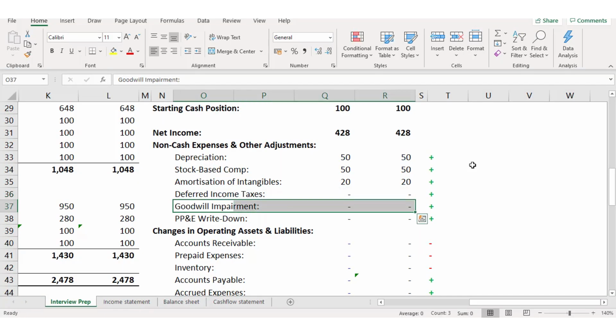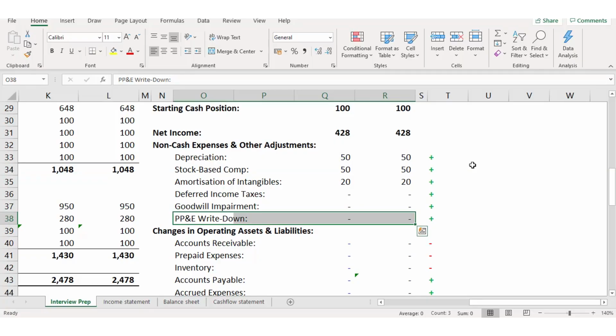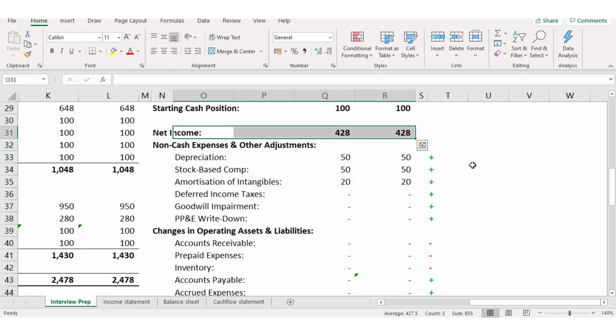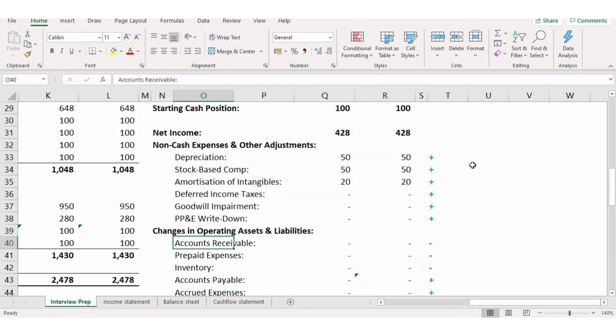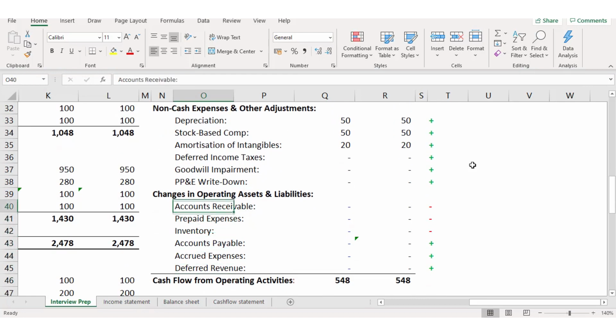Goodwill impairment, again, not a real expense. It's just a way to revalue goodwill. Plant, property and equipment write down, again, not an actual cash expense, just a way for us to reduce our taxes. So we have to add these back into our net income line to get to our actual cash position. But not just that, there are also other line items that we have to add back and subtract.